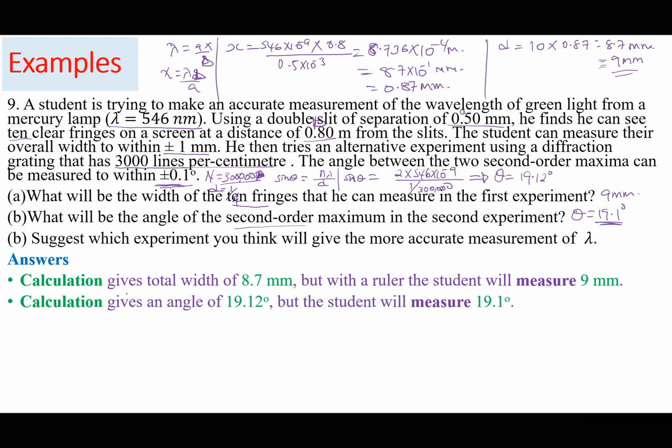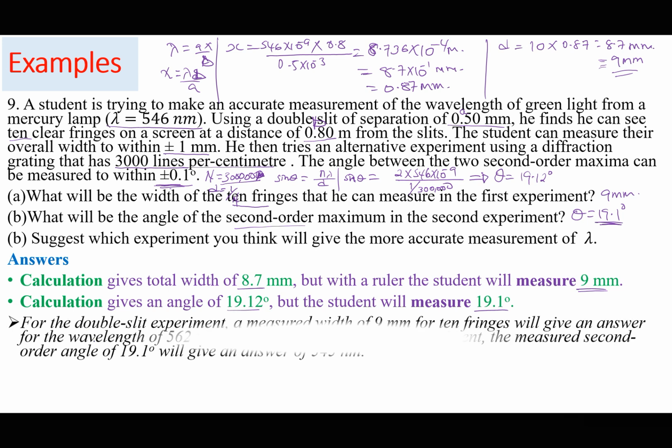So the calculation gives a total width of 8.7 millimeters, but with the ruler, the student measures 9 millimeters. Then the calculation for the angle gave us 19.12, but the student will measure 19.1. For the double slit experiment, a measured width of 9 millimeters for 10 fringes will give a wavelength of 562. You can check that. If the measured width is 9 millimeters, x is going to be 9 divided by 10, which is 0.9.